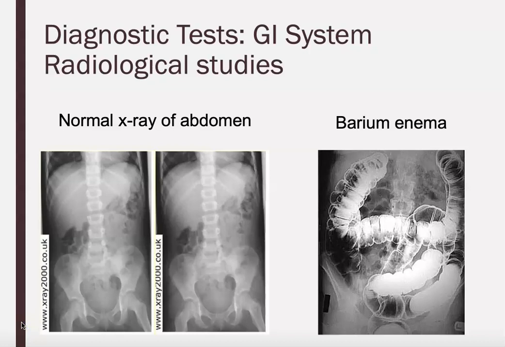Radiological studies are indirect visualization studies that view the lower GI tract. The simplest of these tests is an X-ray view of the abdomen used to detect gallstones, fecal impaction, and distended bowel. For this particular study, there is no prep. You can see an example of an abdominal X-ray on your slide.